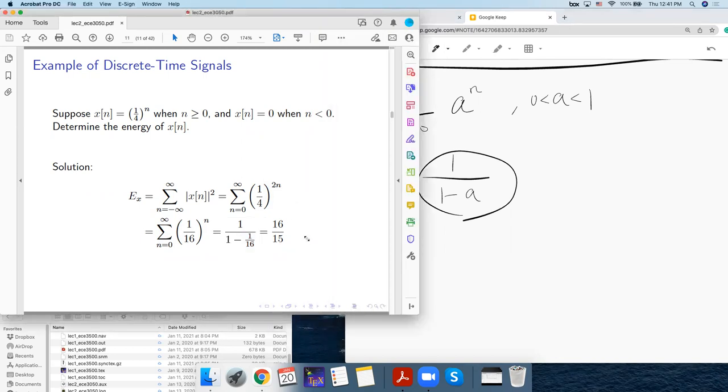Right. So you basically follow the definition, and be careful, sometimes the signal is segmented, so you take care when you determine the range for this index. Okay, so the definition is from negative infinity to positive infinity, but in this example, the signal only exists in the positive domain, so the summation should start from zero.